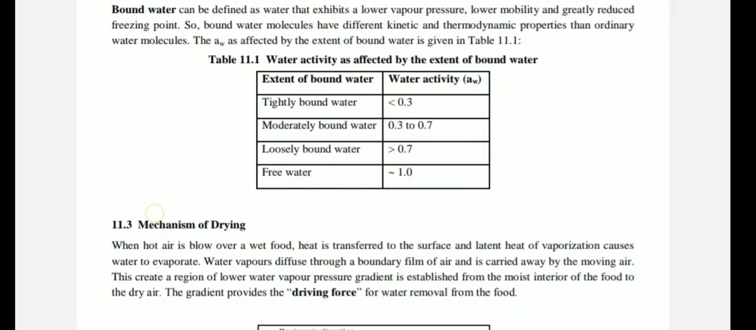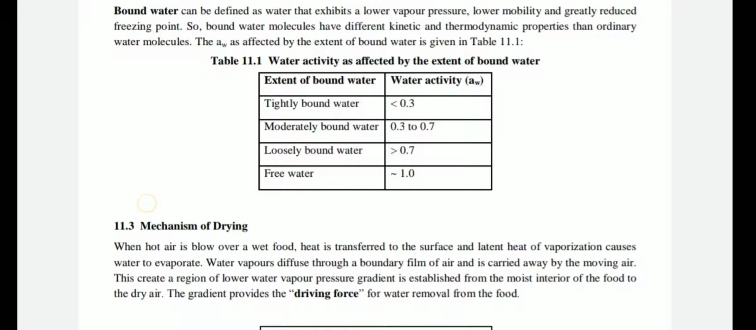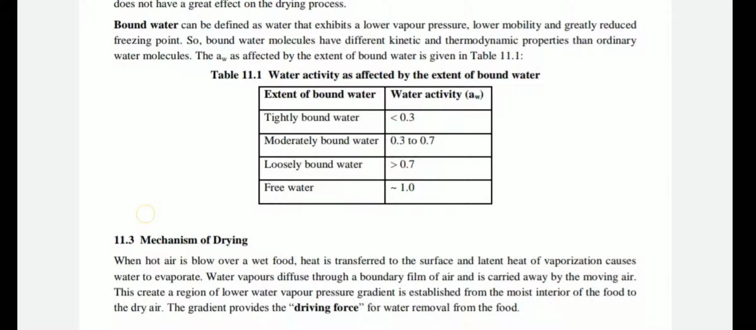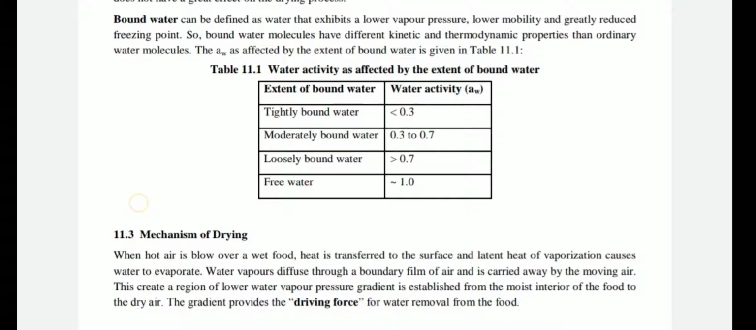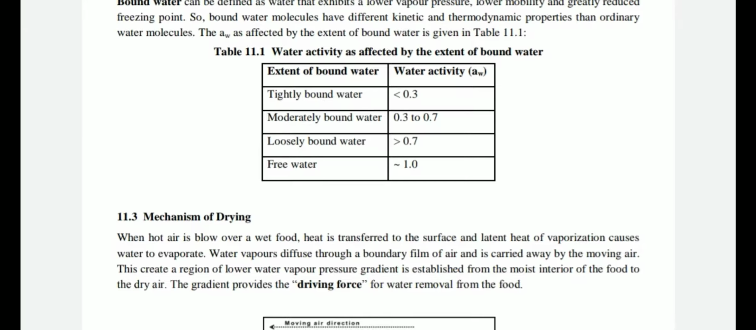Water activity is the ratio between the vapor pressure of the specific food and that of pure water. If it is 1, this is the maximum water activity, and if it is less than 1, there is reduced water activity.